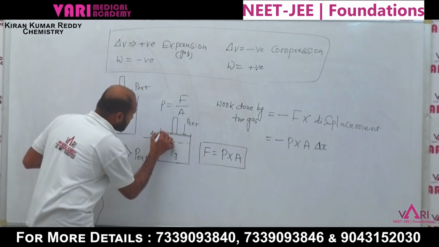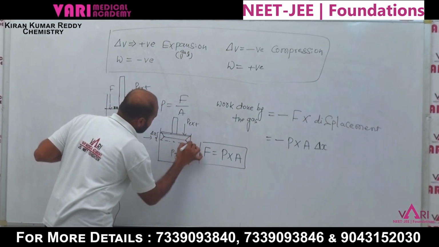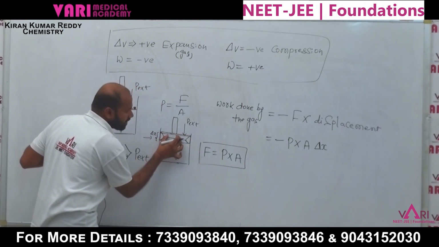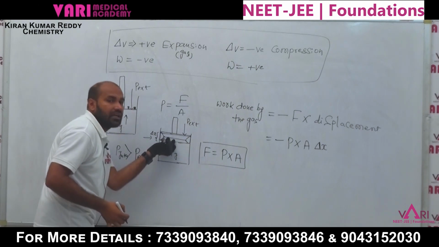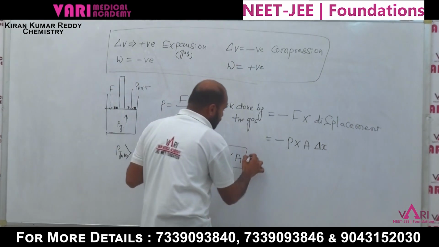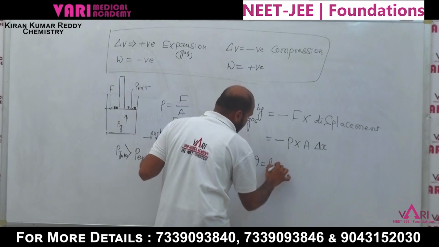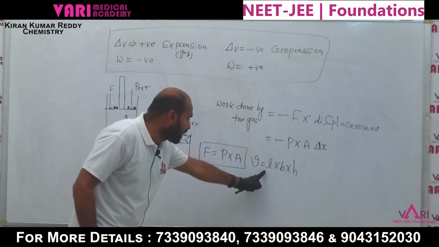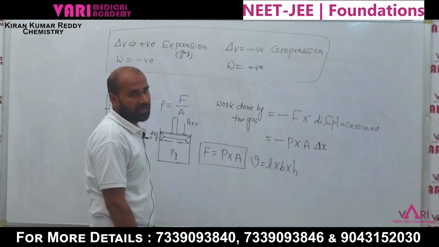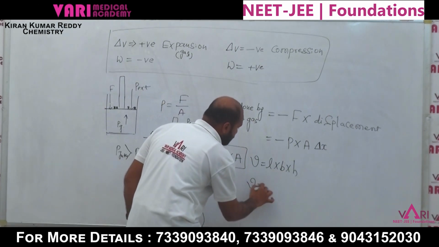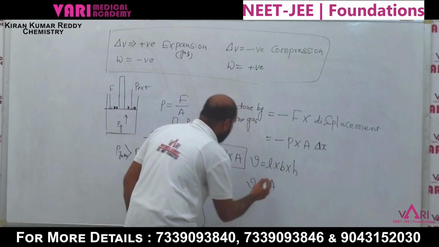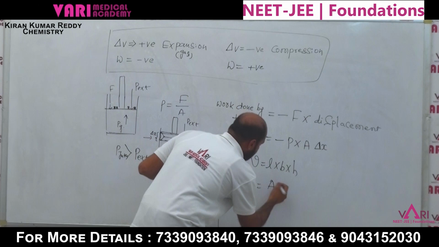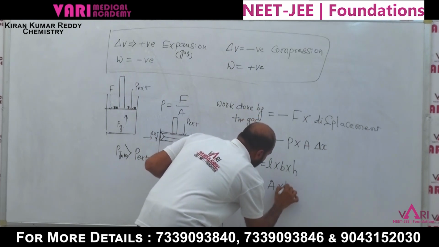Now this portion I am taking, the volume of the cube. This area I am taking out, and the volume of the cube. Volume of the cube is equal to length into breadth into height. Okay? Now V is equal to length into breadth, which means area, into height. What is the displacement height? That is h.